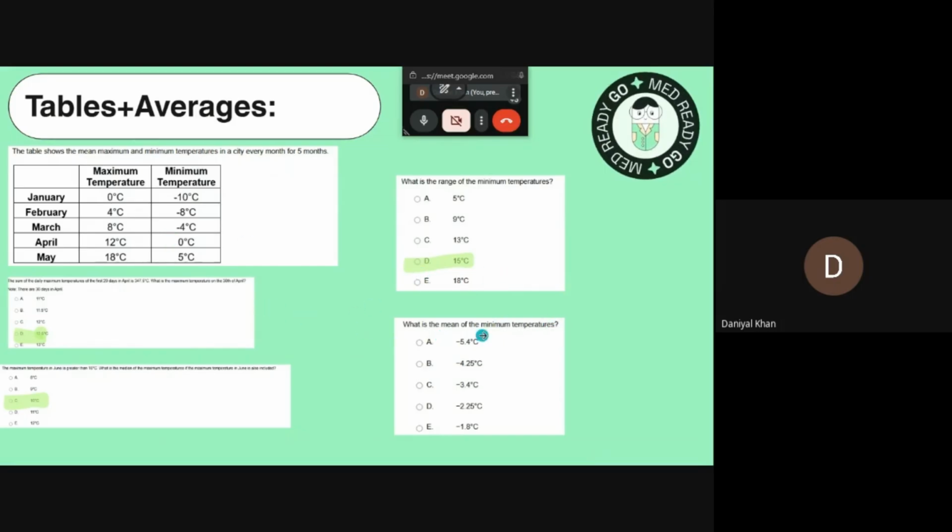And then what is the mean of the minimum temperatures? So for that question, you would just have to add all your values together and divide by 5. Now, there's two common mistakes people make in this question. Firstly, they ignore the minus and the positive signs. They would just look at the values, so they would do 10, 8, 4 and 5. That's the first mistake. What you're supposed to do is -10, -8, -4 gets you -22. Then add your 5 gets you -17. And then you divide by 5.